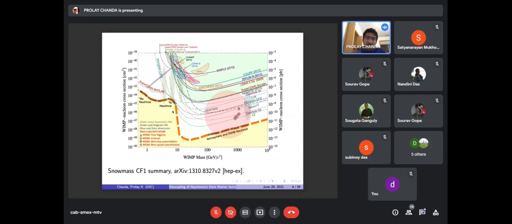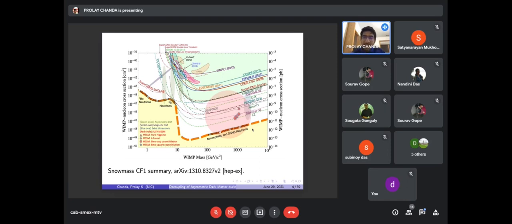The WIMP models work such that for a given dark matter mass, you can define a certain cross section such as to match the dark matter relic density as observed today. And the solid red circle here stands for the classic WIMP scenario.